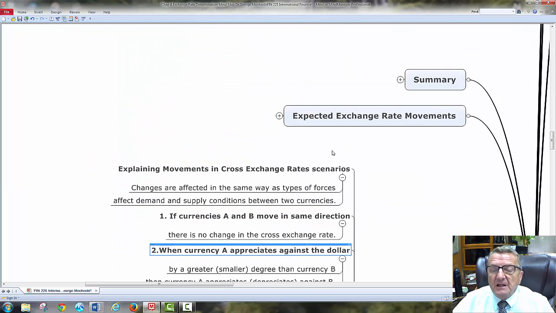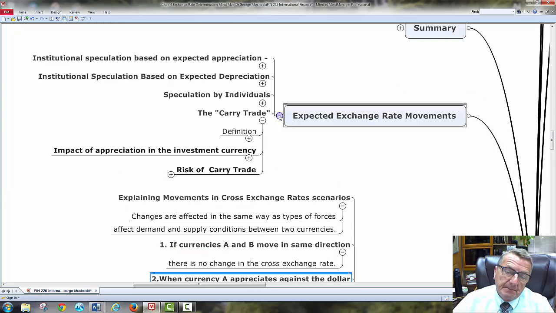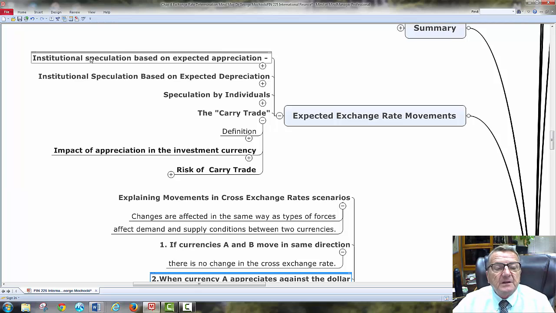Okay, so we finished that. Now, let's look at the expected exchange rate movements. Remember, this is a summarization. You have it. Look at my sheet. What did I forget? Oh, I didn't get this. I did get this. Institutional speculation based on expected appreciation.